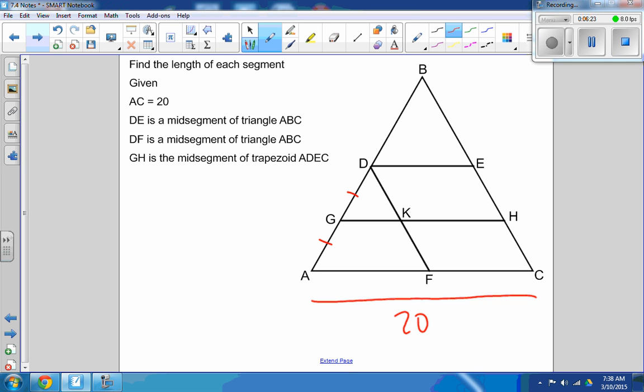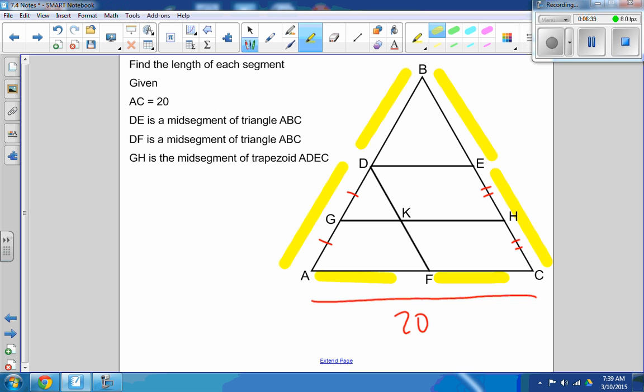So those two sides will be congruent. Those two sides will be congruent. And then this length will be congruent to this length. This length congruent to this length. And also these two lengths will be congruent. So let's start there with that bottom. If those two lengths are congruent, this will be 10, this will be 10.